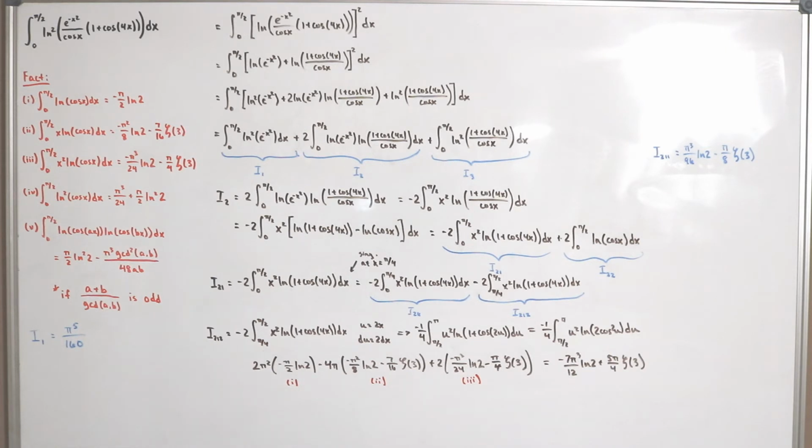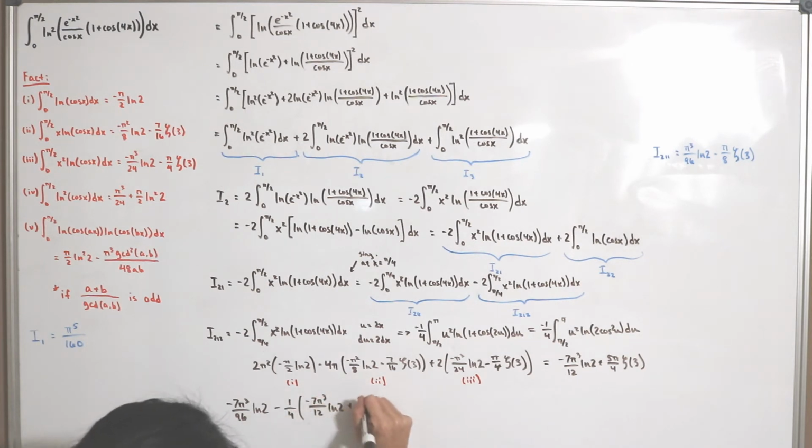So from earlier we had that it's minus 7π³/96, then subtract 1/4 multiplied by everything inside here. Or, my bad, I forgot there's a multiplied by the natural log of 2 out here. Then minus 1/4 and then everything from here: 7π³/12 ln 2 plus 5π/4 a priori constant. Okay, nice.